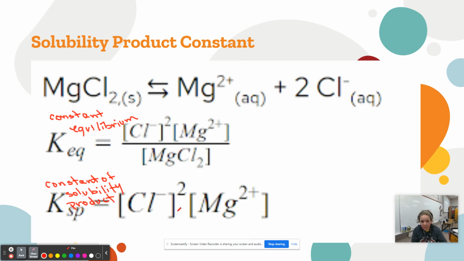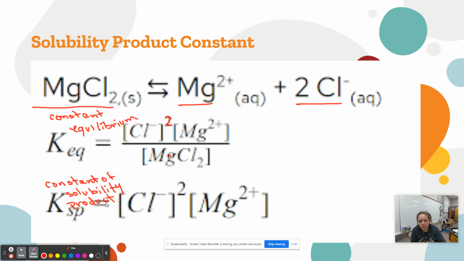Now, hopefully, by now, you guys know which side is the products and which side is the reactants. This is your product side. This is the reactant side. So if you look at the equilibrium constant, you know that we write it by the concentration of the products. So the Cl minus squared, because it has a coefficient of 2, times the concentration of the magnesium 2 plus over the concentration of the magnesium chloride on the bottom, because these are our reactants. This is for the equilibrium constant.